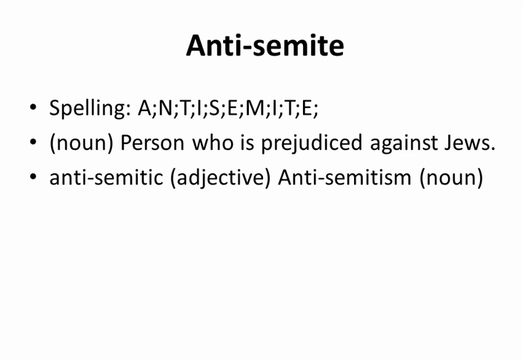Antisemite. Spelling: A N T I S E M I T E. Noun: person who is prejudiced against Jews. Antisemitic, adjective. Antisemitism, noun.